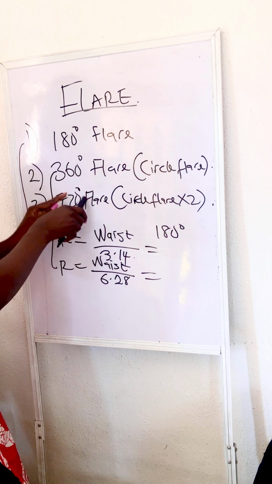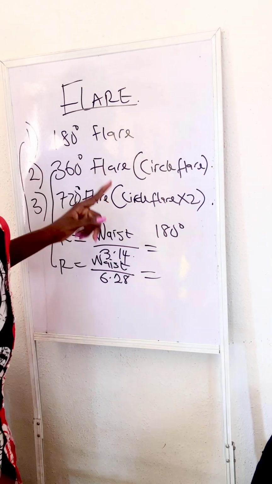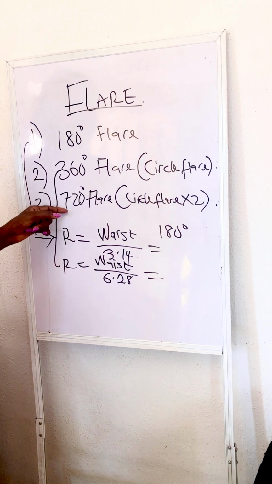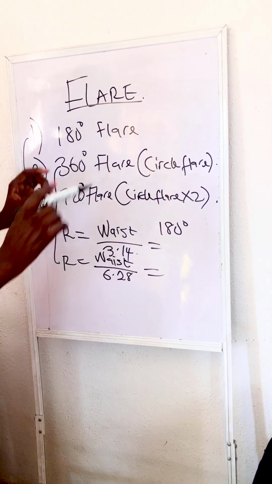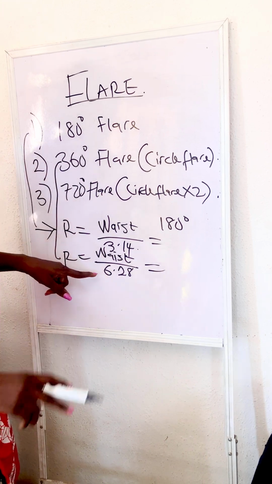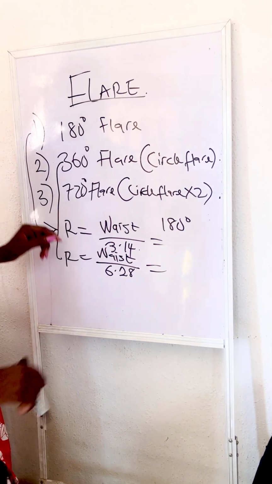Now for 720, you don't even need to be calculating anything for 720. You know, the 720-degree flare is 360-degree flare multiplied by 2. So if you want to get this 720, you will divide by 2 whatever it is that you get here. Let me explain to you.